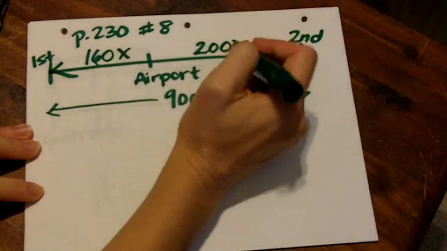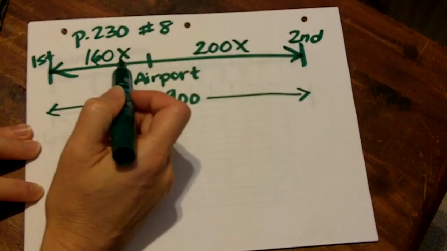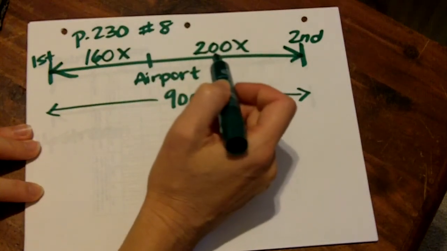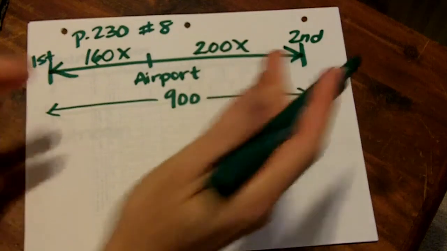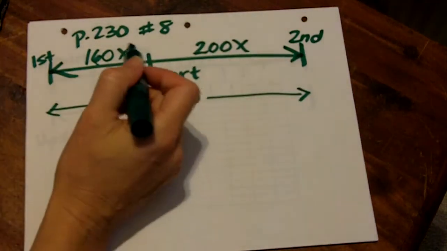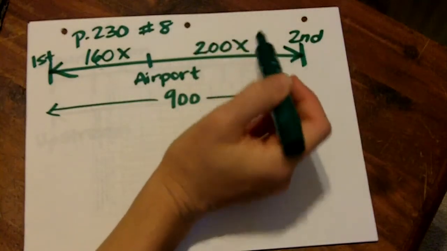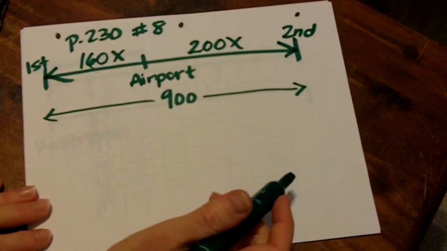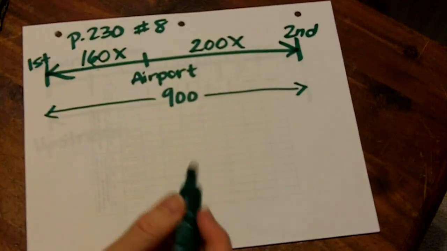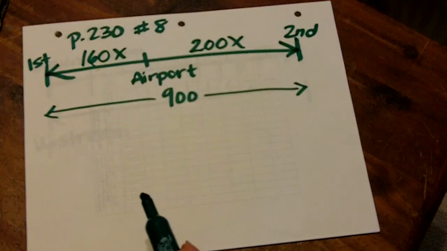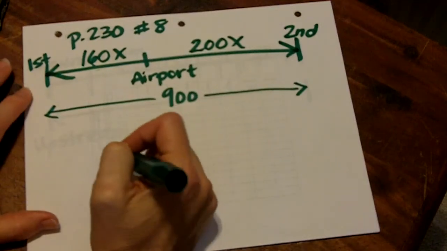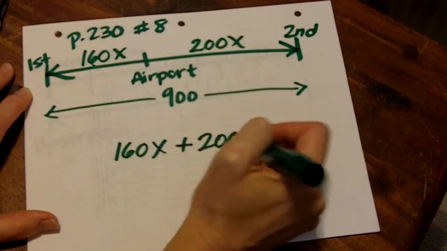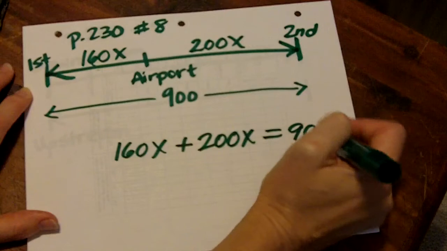Well, they would fly 160x, right? The rate times the time, which is x, and 200x, or 200 for the speed, x for the time. And this distance equals the rate times time. So that is the distance of the first plane. That's the distance of the second plane. We know that after this amount of time, they end up being 900 miles away. So we can set up an equation to solve just by looking at the line segment. We know that 160x plus the 200x equals 900 miles.